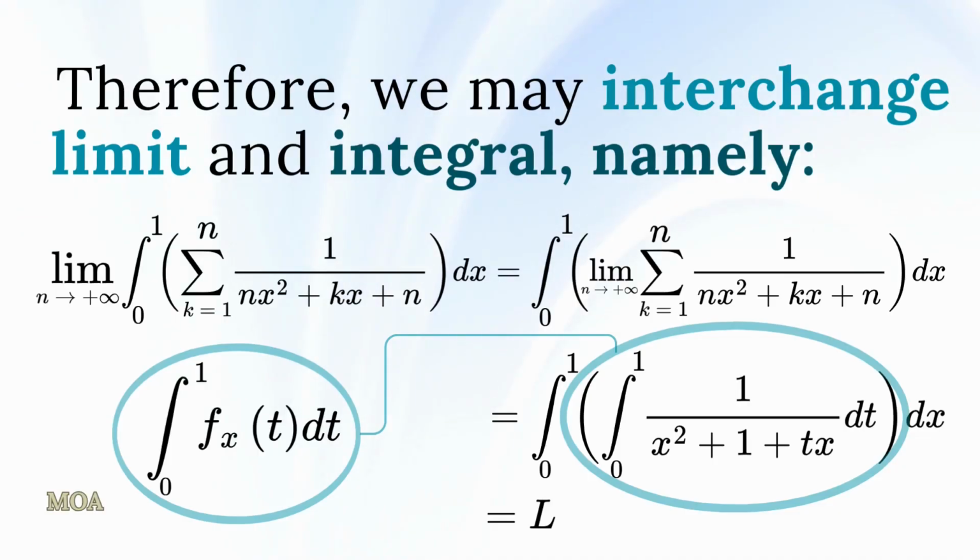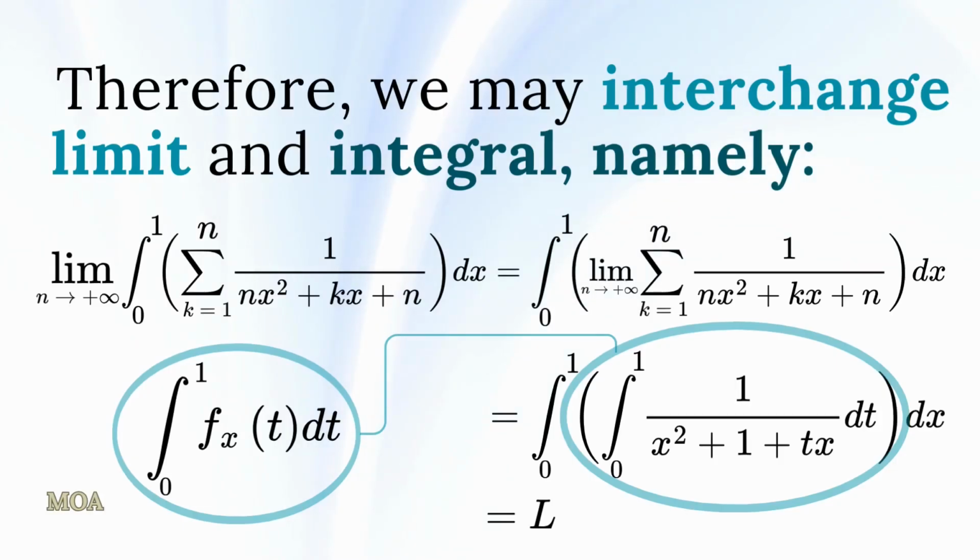That is, the limit as n tends to positive infinity of the integral from 0 to 1 of the sum from k equals 1 to n of 1 over the quantity nx squared plus kx plus n with respect to x equals the integral from 0 to 1 of the limit as n tends to positive infinity of the sum from k equals 1 to n of 1 over the quantity nx squared plus kx plus n with respect to x.